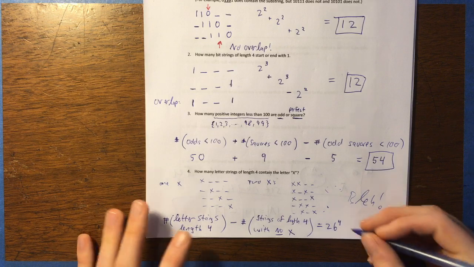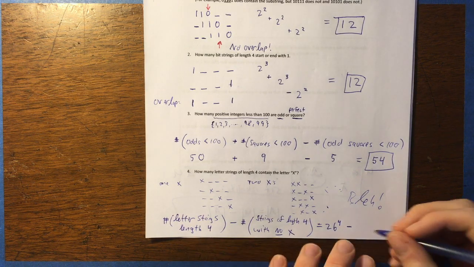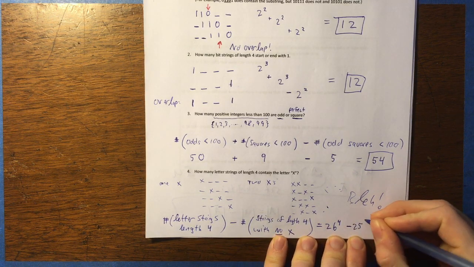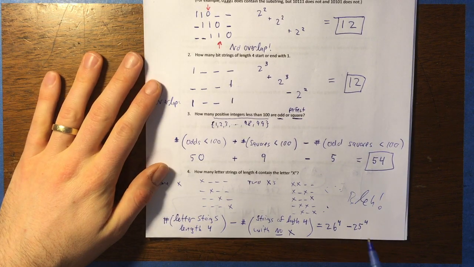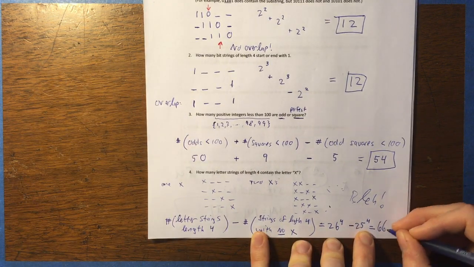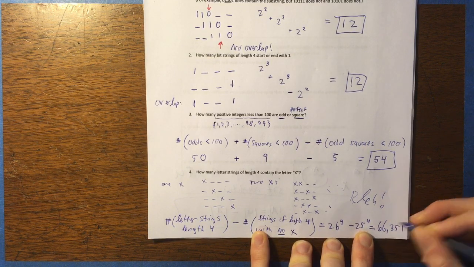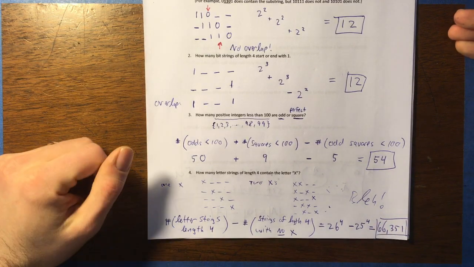Now minus the set of strings that contain no X at all. I'm just going to exclude the X and say X is not allowed. So now I've taken my number of options from 26 down to 25. So I could say 25 to the power 4, because each blank has 25 options. So 26 to the power 4 is all of them, and 25 to the power 4 is just the ones without an X. If I do this subtraction, I get 66,351, and that is the number of strings that do contain an X.